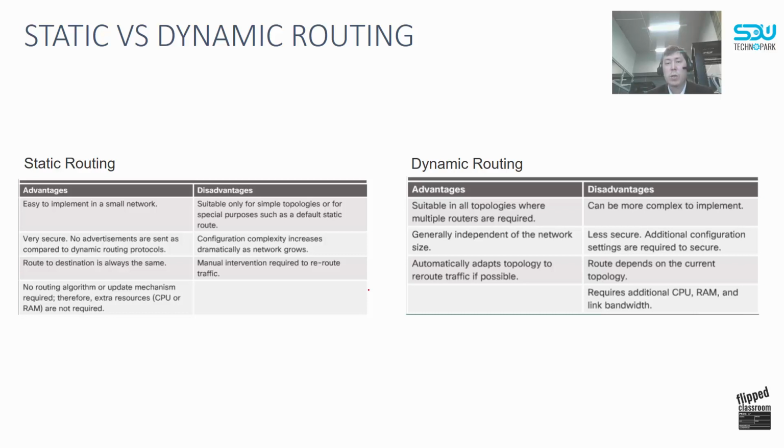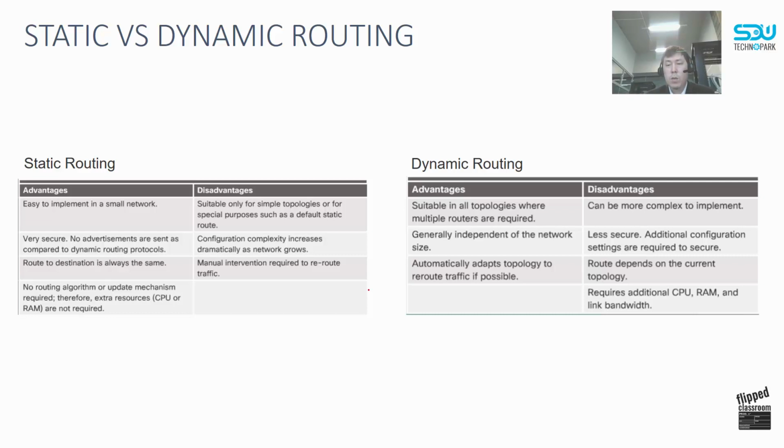Disadvantages of dynamic routing protocols: they can be more complex to implement, because you have to know how the dynamic routing protocol works and how to write the syntax of the configuration. Dynamic routing protocols are also less secure because they advertise through updates, and updates can be damaged, or can be caught by someone and edited before they reach the destination.